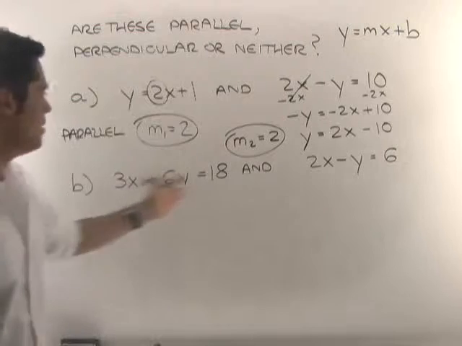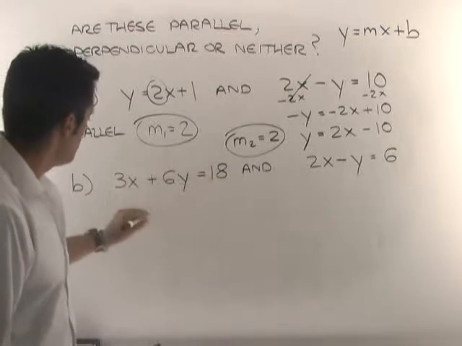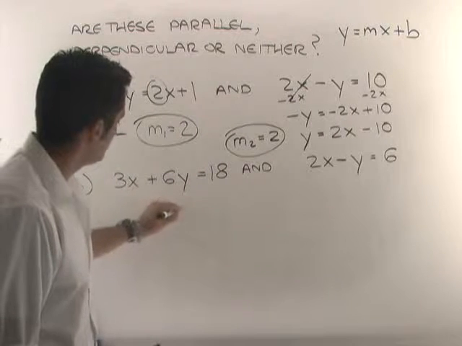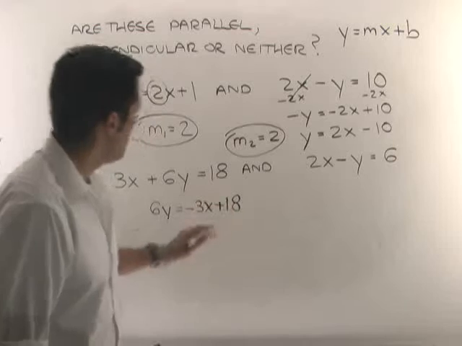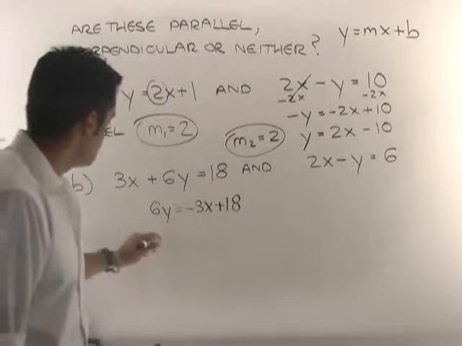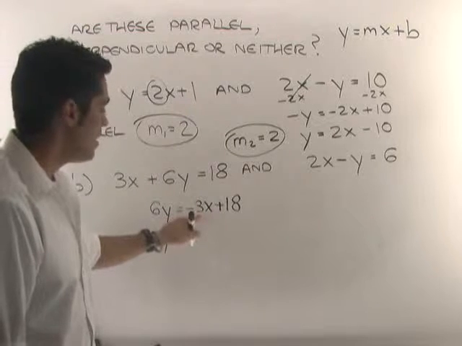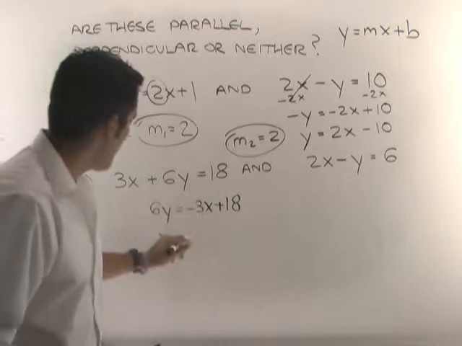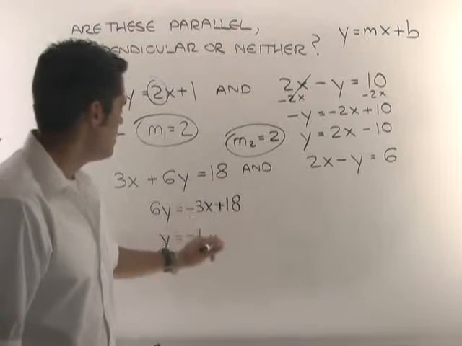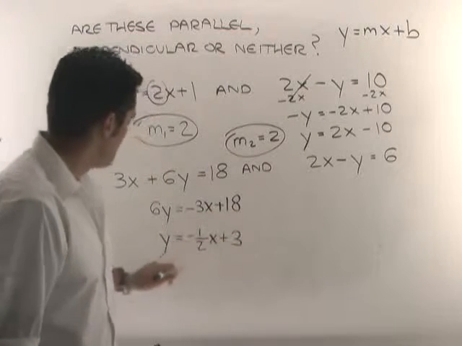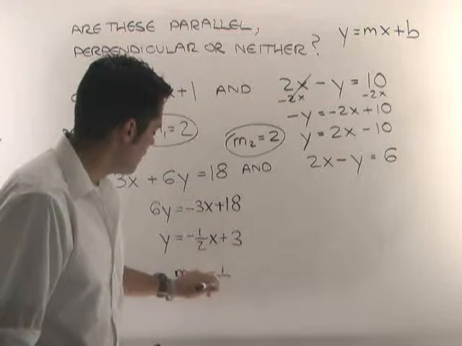Okay, now let's look at these two. For this one, let's solve for y. So I'm going to move 3x to the other side by subtracting it. I get 6y equals negative 3x plus 18. Then I divide everything by 6, so I get y is equal to, now negative 3 divided by 6 is actually negative 1/2 x, and then 18 divided by 6 is 3. So the slope of this line, I'll call it the first line, is negative 1/2.